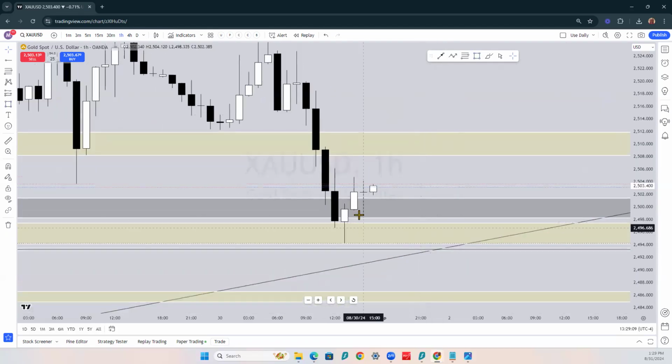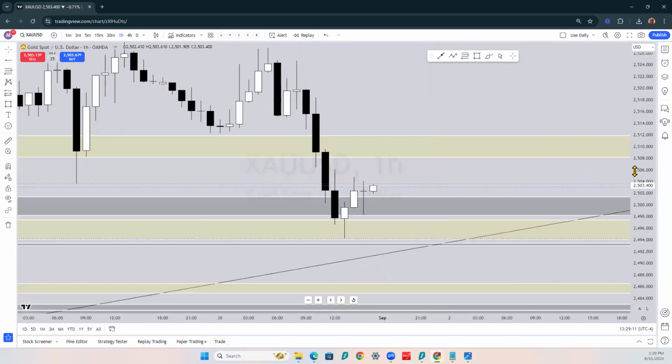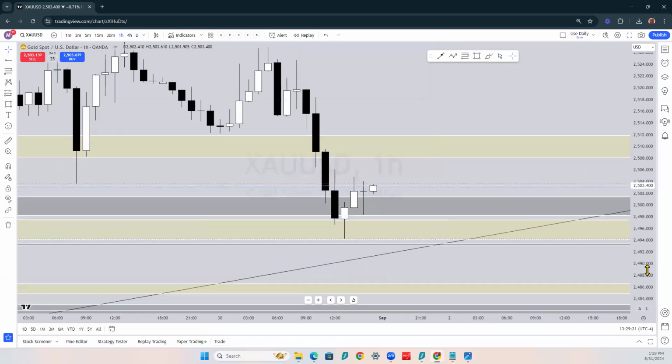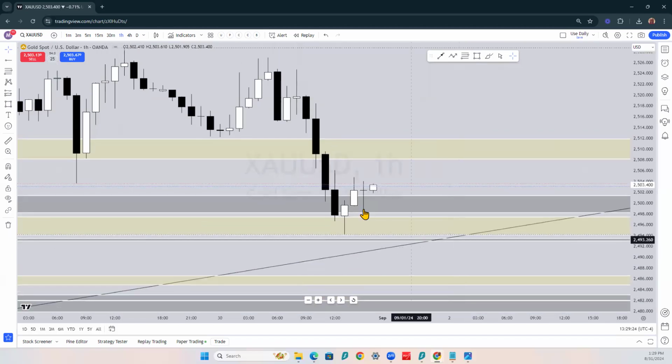So we're just waiting to see the market fill this area here. There's that doji, right? And all we're waiting for is for the market to give you a buy signal.